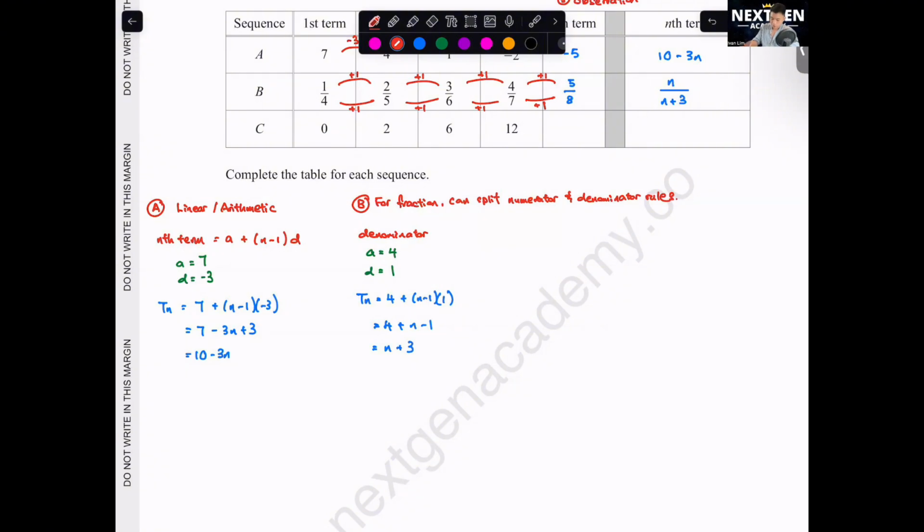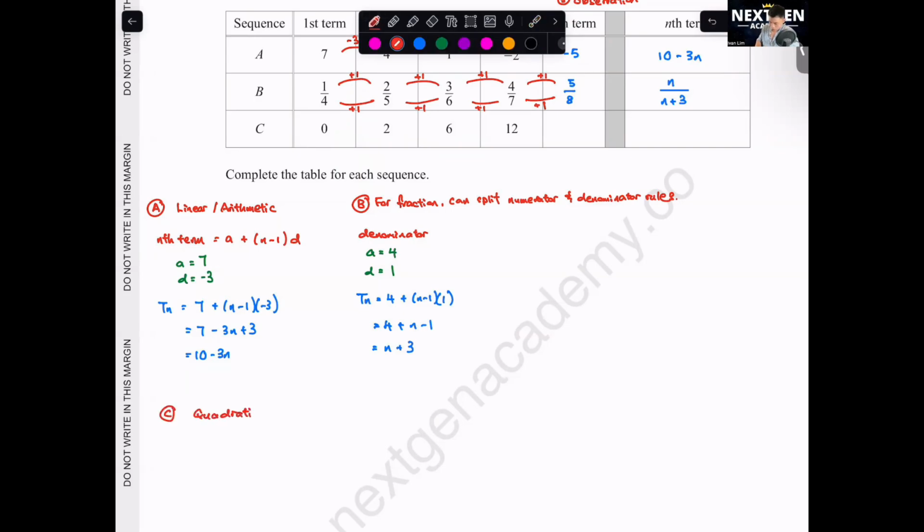The question C: 0, 2, 6, 12. What sequence does this follow? We need to observe. Number one, is it arithmetic? The differences are 2, 4, 6. This one should be 8. But it's not linear already. Normally if you see a consistent increase in it, we call this a quadratic sequence.